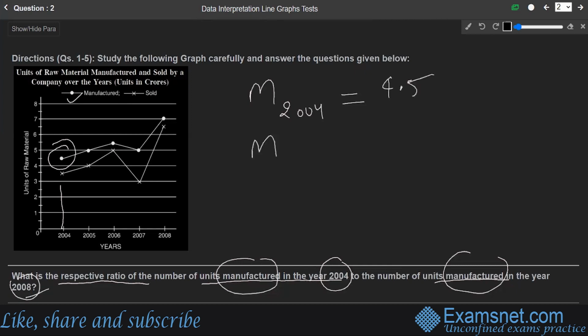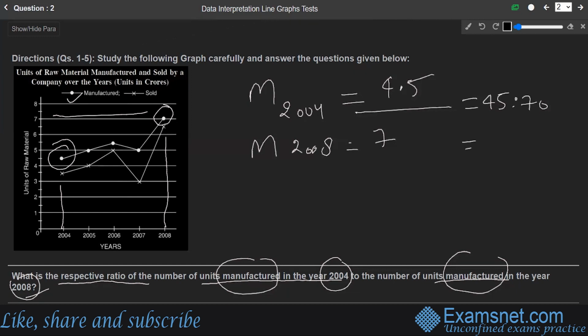Manufactured in 2008 is the next value that we have to see. In the 2008 line, manufactured is represented by the filled circle. So that is nothing but 7. Obviously, the unit for both cases is crores. We are supposed to find the ratio in the same order. So 4.5 is to 7. That is the right ratio, which can be written as 45 is to 70.